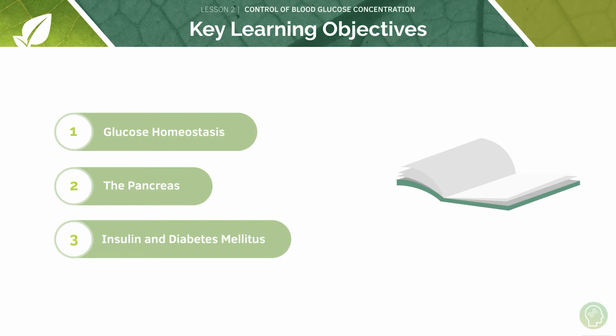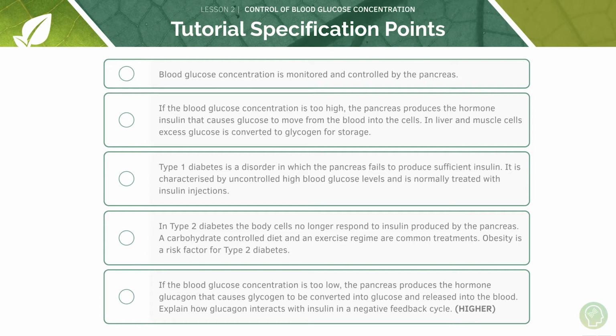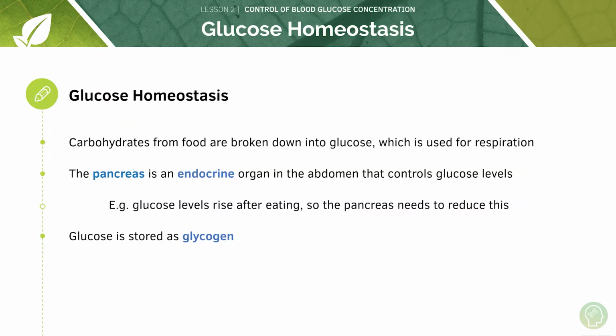So our key learning objectives are to have a look at glucose homeostasis, also to discuss the pancreas and its function, and finally to have a look at what happens when we lose control of glucose homeostasis, a condition that we refer to as diabetes mellitus. So, these are our specification points for today. Again, as usual, just use this as a checklist so that when you get to the end of the tutorial, you know exactly what you've covered and that it relates directly back to your specification.